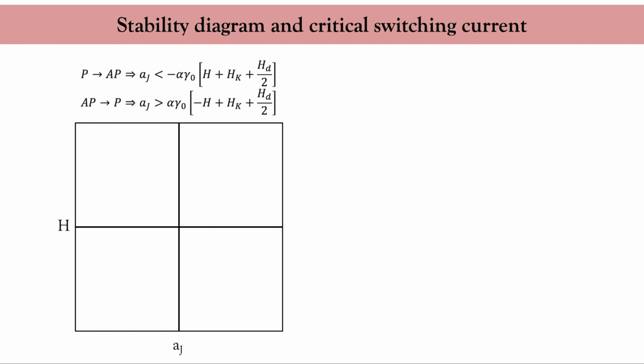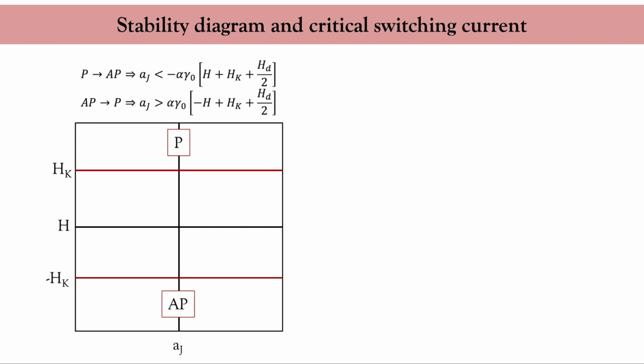In this graph, I report the magnetic state as a function of the external field and as a function of the torque magnitude. Let's first look at the field. When the external field exceeds the anisotropy field, the only stable configuration is when the magnetization of the free layer is parallel to the polarizer. Conversely, when the field exceeds -H_K, the magnetization must be anti-parallel. In between these two boundaries, both parallel and anti-parallel states are stable.